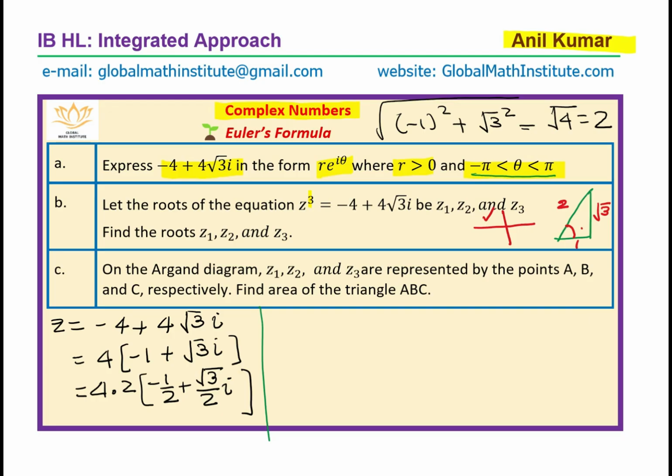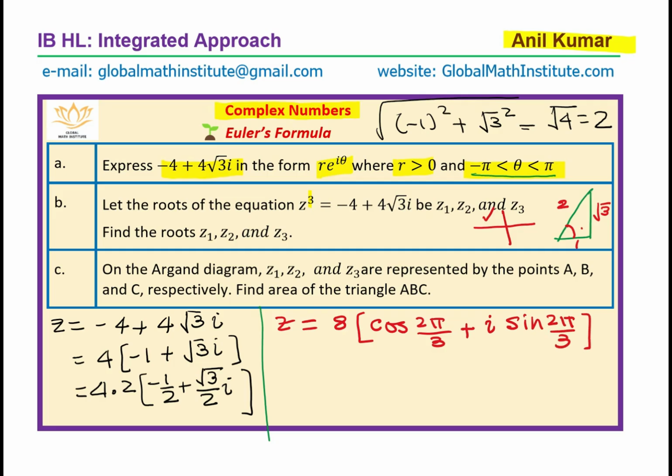So I can write this as 4 times 2. So I'll write z = 8 (cos of 2π/3 plus i sine of 2π/3).